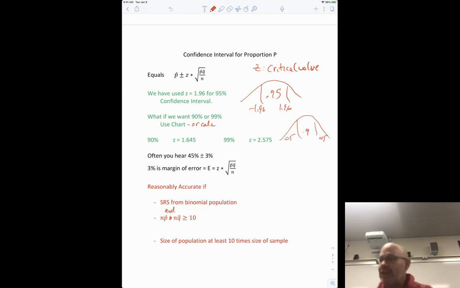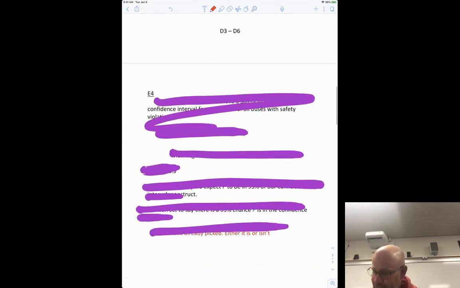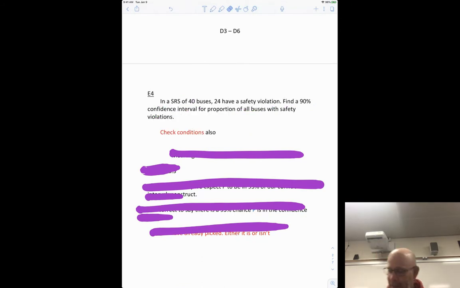All right, so let's do a quick little example here, and then we'll talk about what it means and what we're saying. So here's my quick little example. In a simple random sample of 40 buses, 24 have a safety violation. Find a 90% confidence interval for the proportion of all buses with a safety violation. So I say check conditions, meaning have we met all the conditions? Those conditions are simple random sample, check.